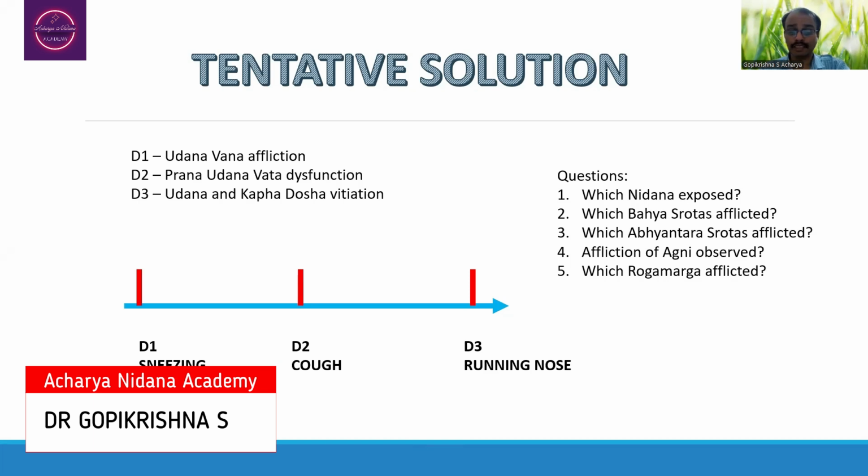And as far as the dosha affliction is concerned, in case of the person who is suffering from sneezing, we may say that there may be a possibility of Udanavata affliction. Whereas if the person is having the presence of cough, we may say that there may be a possibility of Pranavata affliction as well as Udanavata affliction. Whereas if the person is having a running nose, then we may say that Udanavata affliction plus Kapha dosha vitiation also.